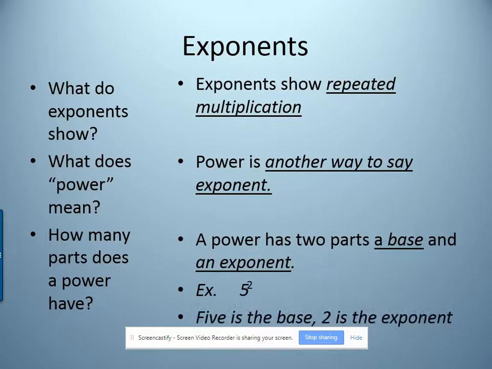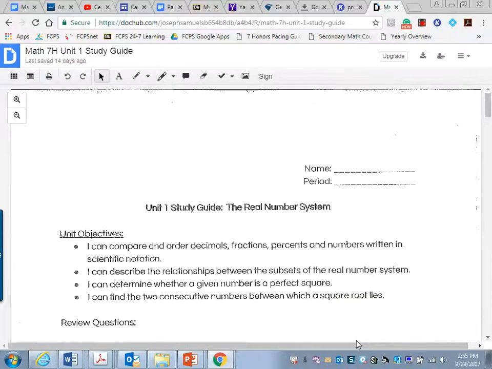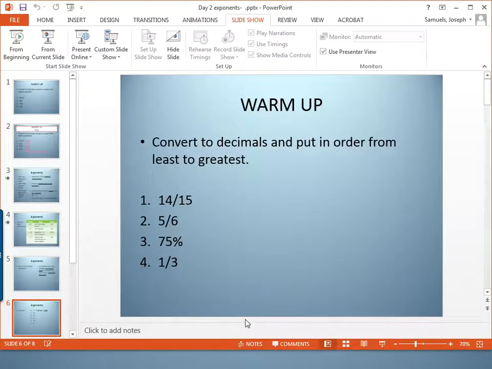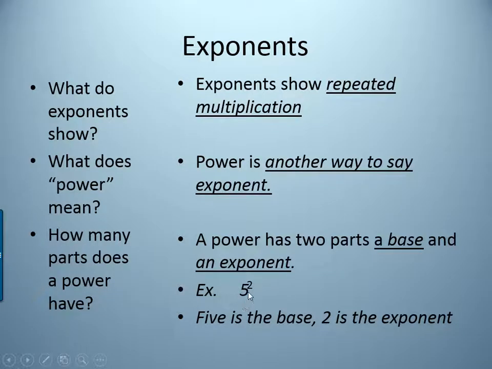Okay, so if we're looking at this example, the base is 5. 5 is the base, 2 is the exponent. So once again, 5 is the base, 2 is the exponent. Make sure that you're filling out your notes and filling in that underlined word.